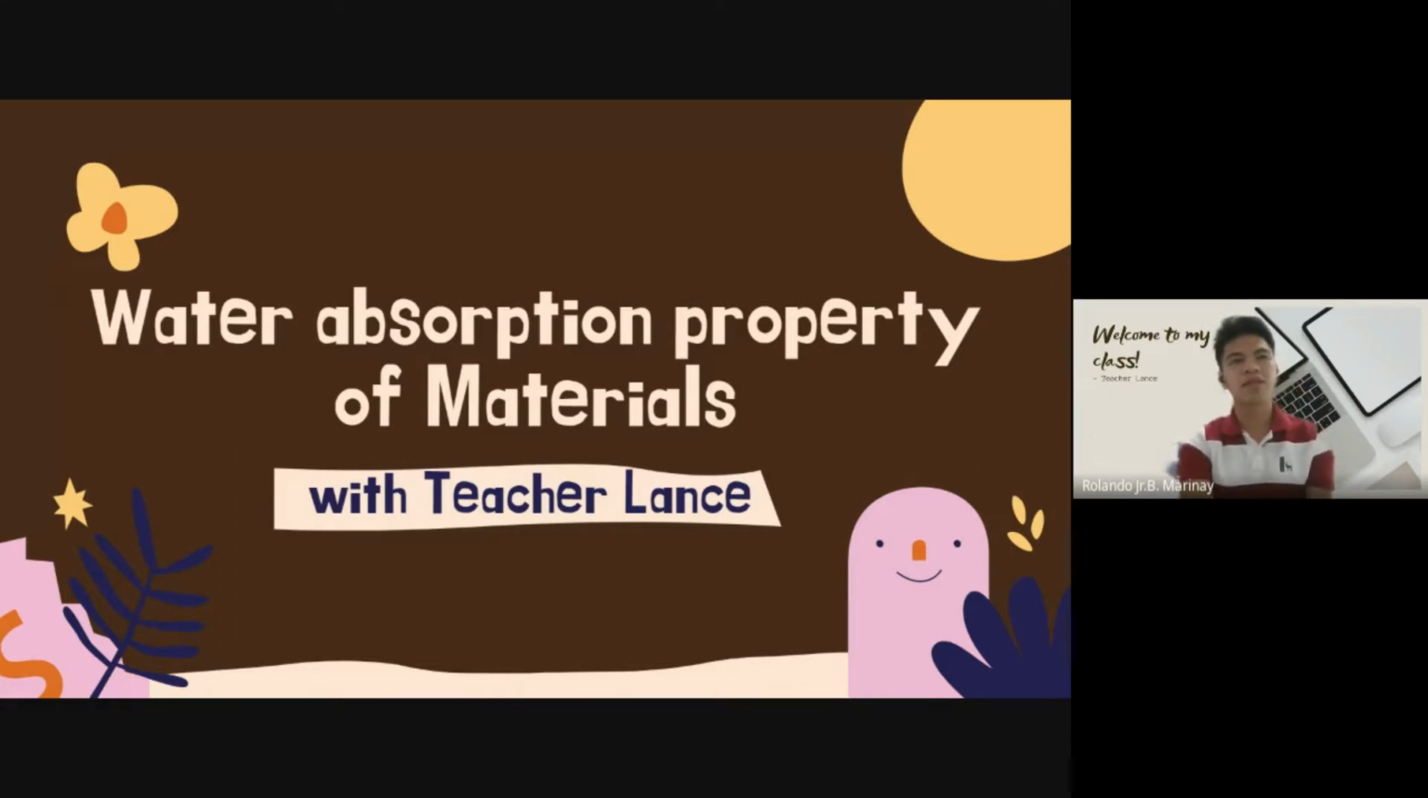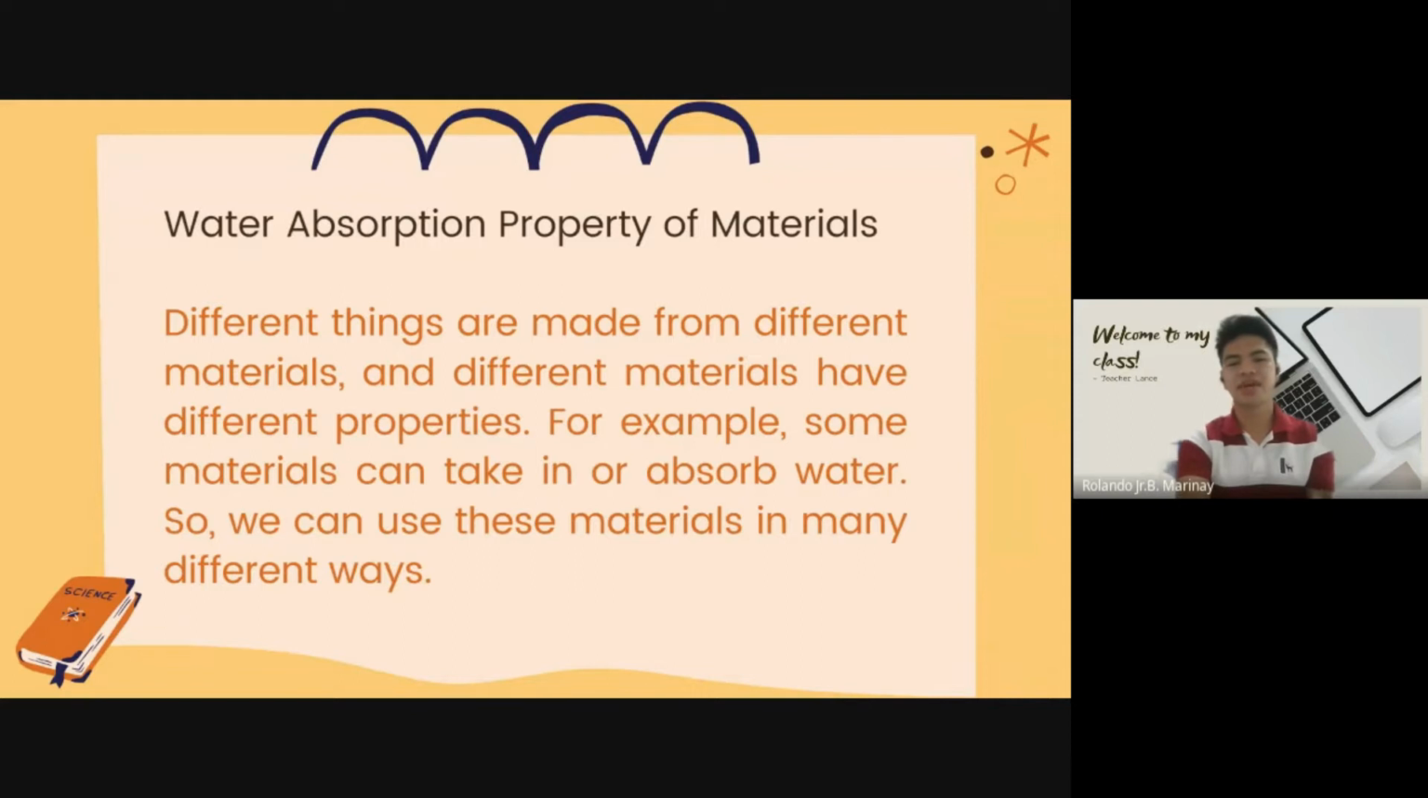So we will know what materials can absorb water and what materials cannot absorb water. Different things are made from different materials, and different materials have different properties. For example, some materials can take in or absorb water, so we can use these materials in many different ways. We know already that materials have different properties, like some materials are elastic, some are hard, some are soft, some are big and some are small. But now we're going to focus on one property only, the absorption property of materials.